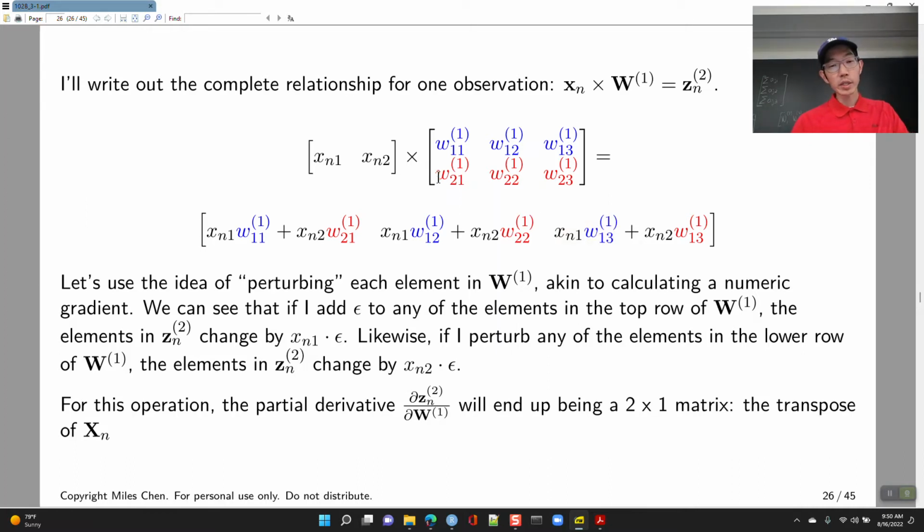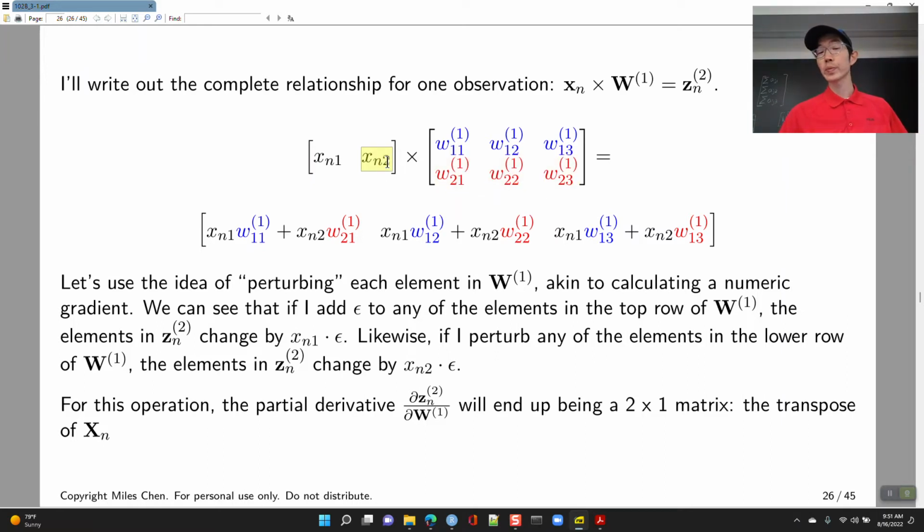If we look at any of the values in the second row, what would happen if I added an epsilon here? It would change by x sub n2 times that epsilon. What would happen if I added an epsilon to this? It would change by x sub n2 times that epsilon, and similarly something down here. So if I change any of the values in the top row with an epsilon, it would change by a product of x sub n1. If I change any of the values in the second row by epsilon, it would change by a product of x sub n2.